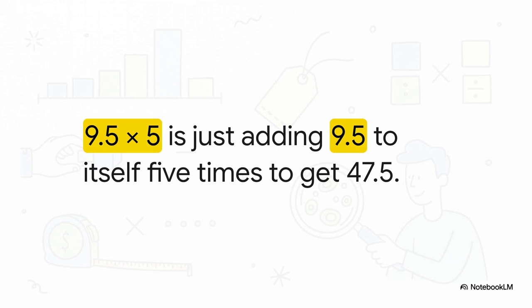But think about what that actually means in the real world. It's really just 9.5 added to itself 5 times, 9.5 plus 9.5, and so on. When you run that addition or perform the multiplication, you get exactly 47.5. Grounding these abstract decimals in a real-world purchase, it just makes the whole operation so much clearer.